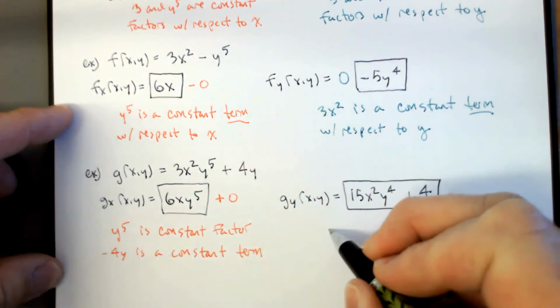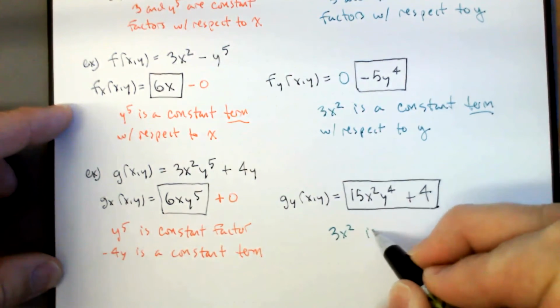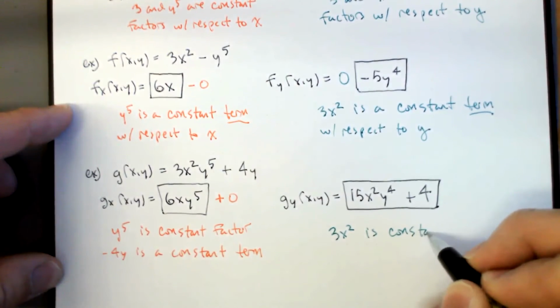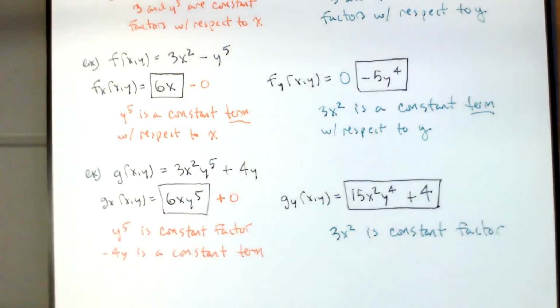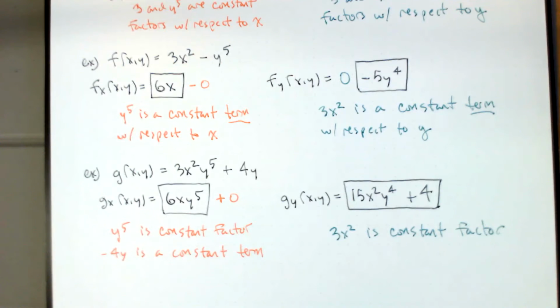So 3x squared is a constant factor. But I had two y terms in this function, so the derivative has two terms. Okay. How nice and simple is that? Take some derivatives. We already know the rule. We're just upgrading them to deal with functions of more than one variable.